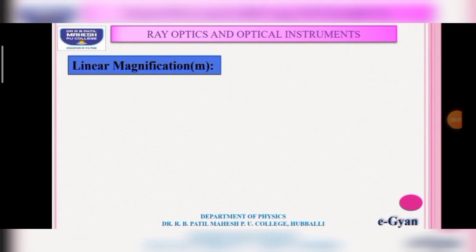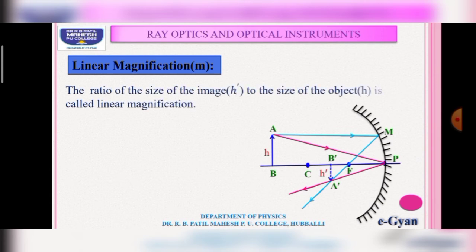Linear magnification. It is symbolically represented by small m. The ratio of size of the image to the size of the object is called linear magnification.